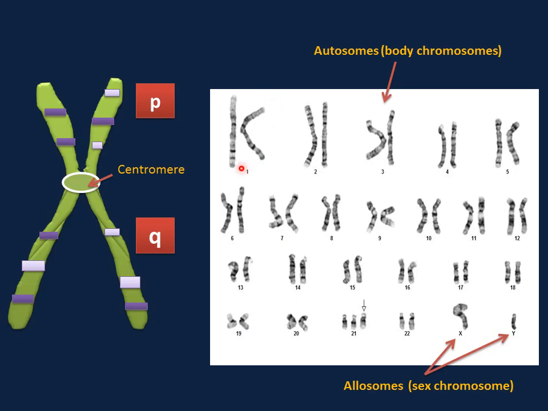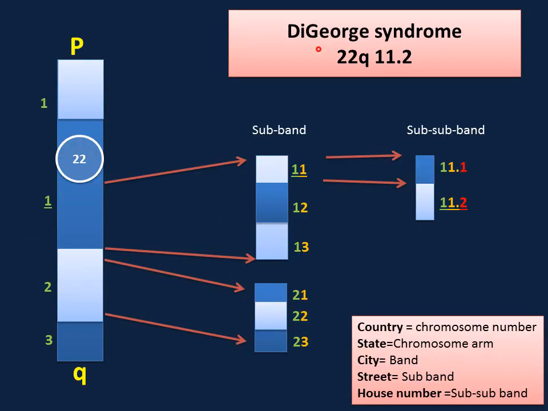If we look more closely at one of the chromosomes, you will see there is a short arm and a long arm. The short arm is marked by P, which is petite, or small. So the short arm is P and the long arm is Q. This is very important to understand how geneticists identify the location of the deletion, for example, or the genetic defect. They usually identify it with a number. So how do we understand this number? Exactly like an address: country, state, city, street, and house number.